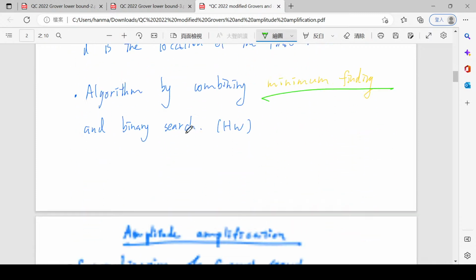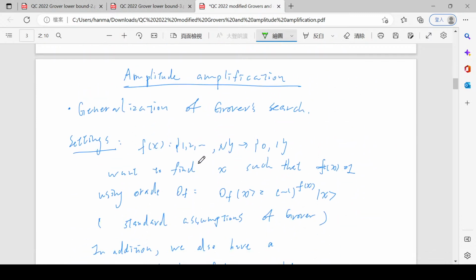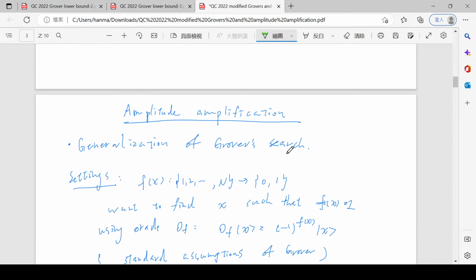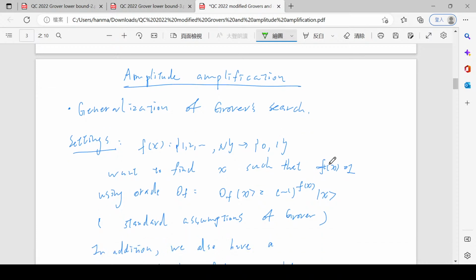Otherwise, we have 10 minutes. I think it's about perfect time to talk through this amplitude amplification. So yeah, this is quite a useful subroutine and the first step to do quantum walk. And anyway, it's a generalization of Grover search.